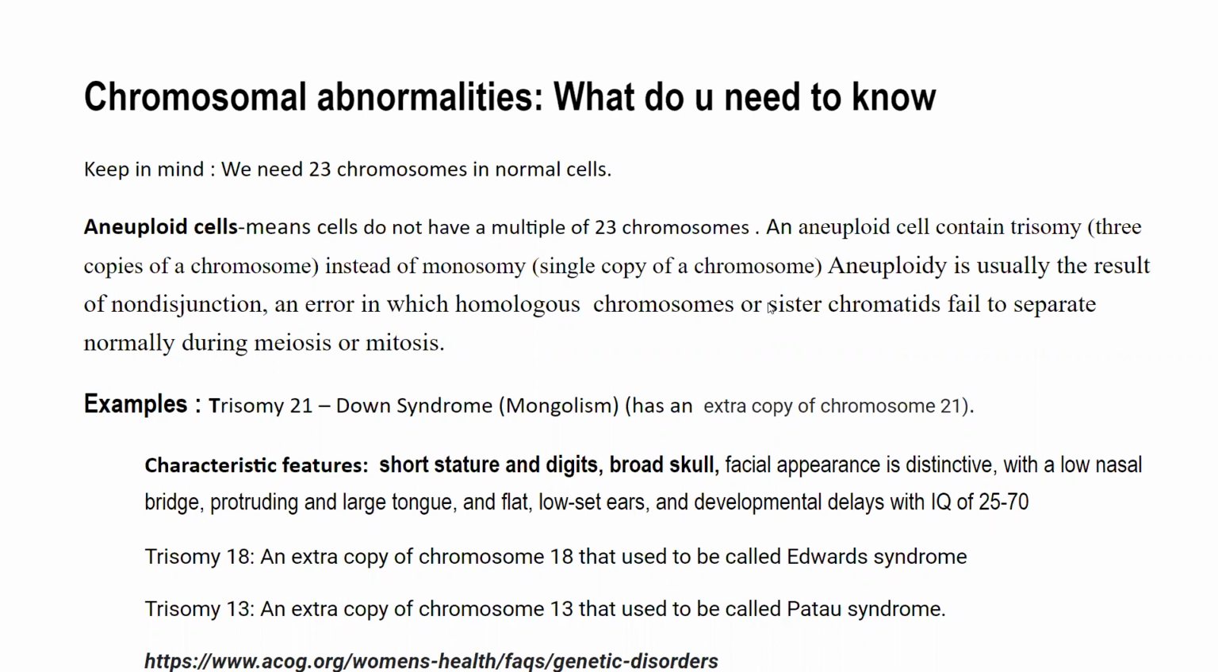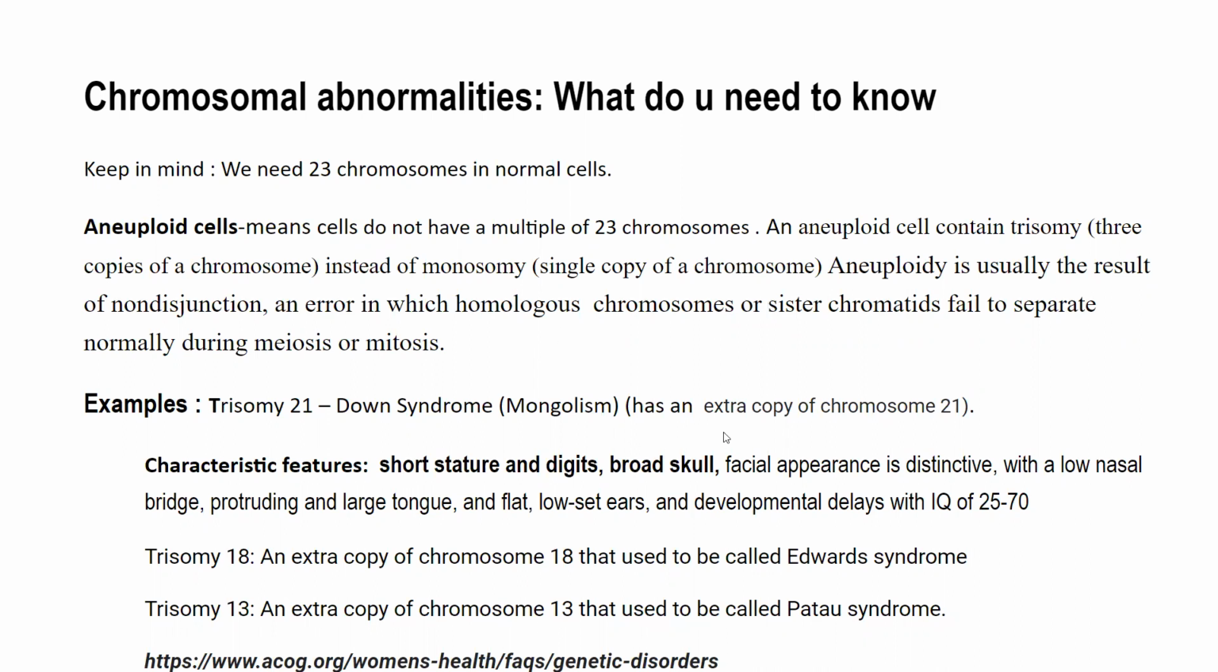The first slide shows you the abnormalities of chromosomes, the terms that you will need to know. Keep in mind we have 23 chromosomes in normal cells, and the term aneuploid cells means we do not have multiples of 23 chromosomes. Examples are given. Trisomy 21 always comes up on board exam questions. You have to know the meaning of aneuploidy and also the characteristic features, which I have listed.